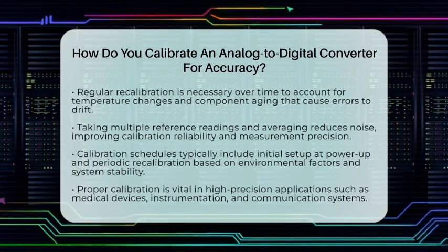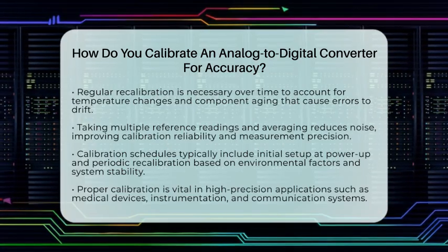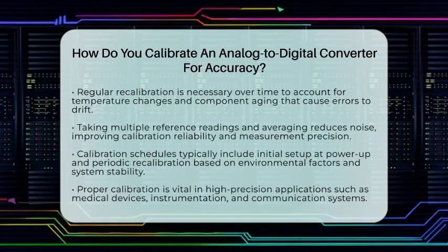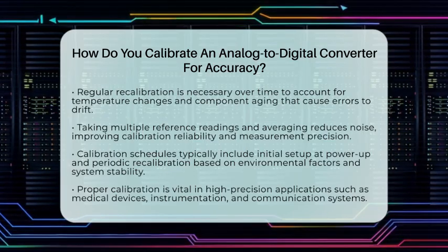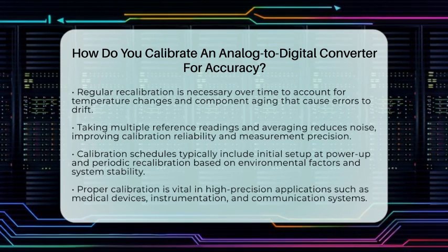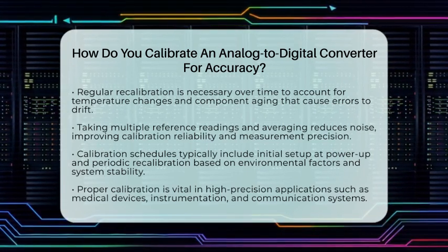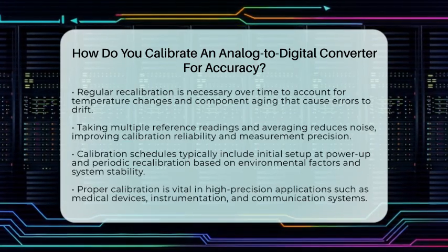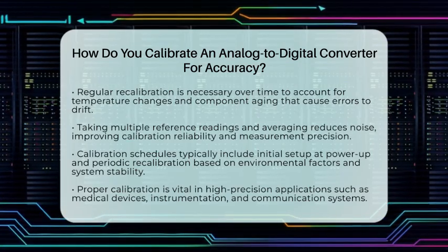Finally, calibration scheduling depends on your system's needs. Many systems perform initial calibration at power-up and then recalibrate periodically. Environmental factors like temperature fluctuations also influence how often you should recalibrate. Proper calibration ensures that your digital signals are faithful representations of the original analog inputs. This accuracy is vital in applications like medical devices, instrumentation, or communication systems, where precise measurements matter.